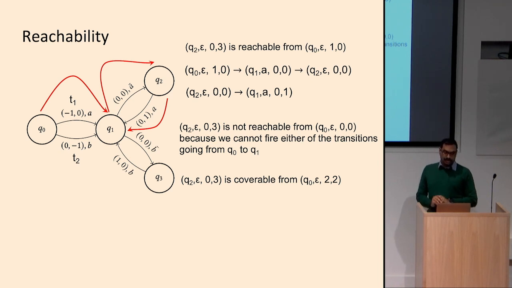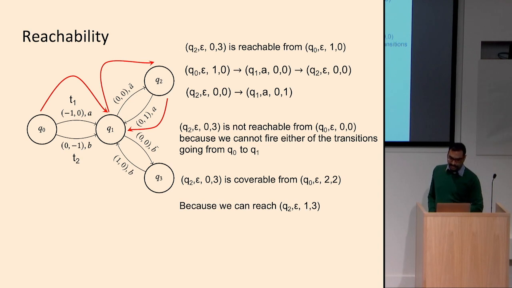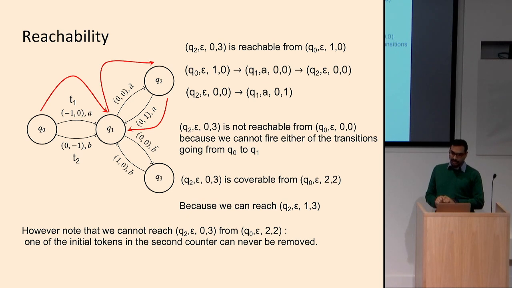So what about coverability? Q2, epsilon, 0, 3 is coverable from Q0, epsilon, 2, 2. You can take a similar sequence of transitions where you go from Q0 to Q1, and then Q2, and then Q1, and so finally you can reach Q2, epsilon, 1, 3, which is a bigger configuration than Q2, epsilon, 0, 3. But note that you cannot reach Q2, epsilon, 0, 3 from Q0, epsilon, 2, 2, because you will never be able to remove the second initial token which is present in the second counter. There's only this one time that you decrement, right when you go from Q0 to Q1, and after that you can't take away the remaining token which is still there. So you can't reach it, but you can cover.